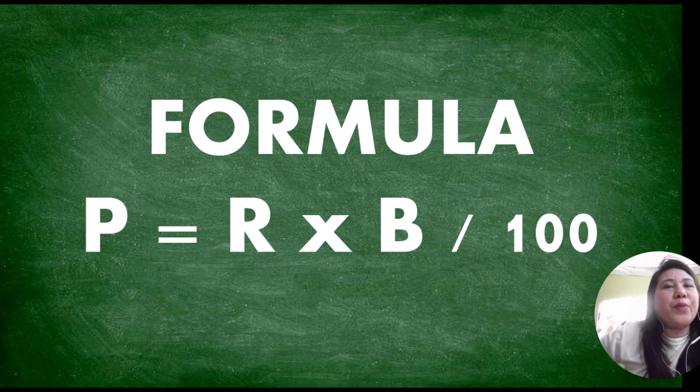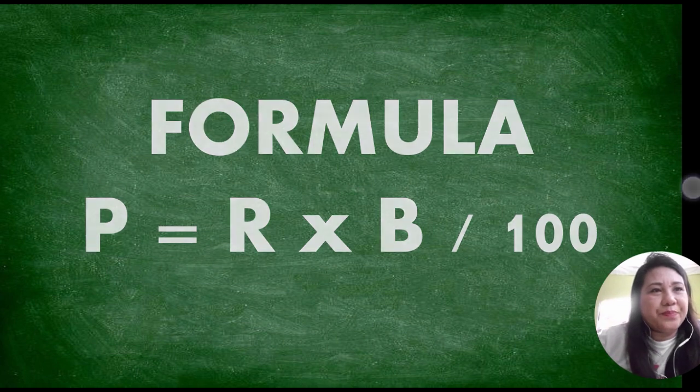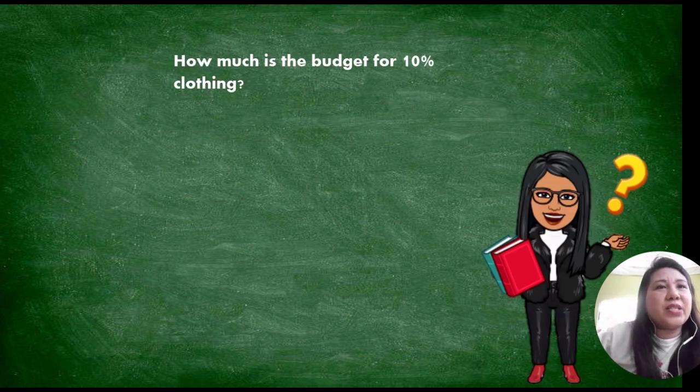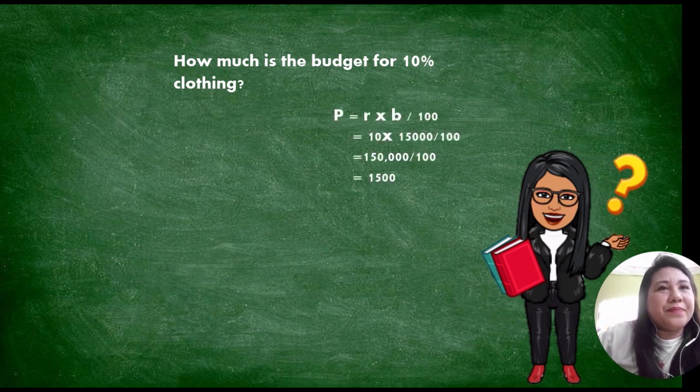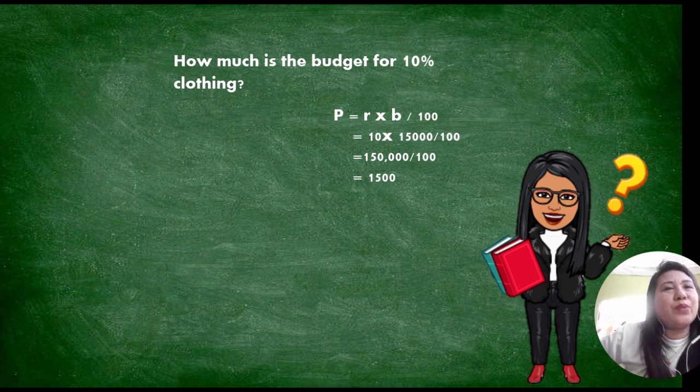We use the formula P is equal to R times B divided by 100. I repeat, we are going to use the formula P is equal to R times B divided by 100. How much is the budget for 10% clothing? Since we are going to get the value for P, we use the formula P is equal to R times B divided by 100.